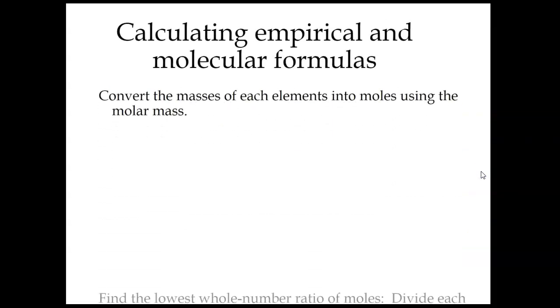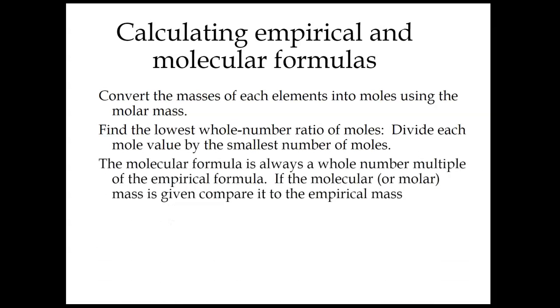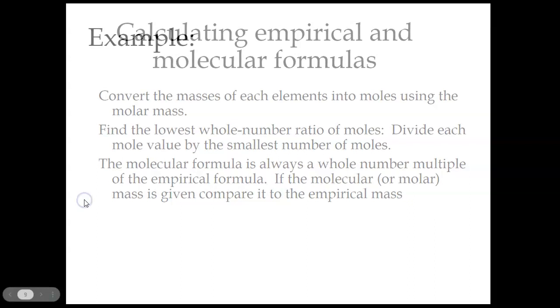All right, so let's do this. Step 1: convert the masses of each element into moles using molar mass, using that gram formula mass. Step 2: find the lowest whole number ratio of moles and divide each mole value by the smallest number. Step 3: the molecular formula is always a whole number multiple of the empirical formula. So if the molecular or molar mass is given, compare it to the empirical mass to see if it's different or the same.